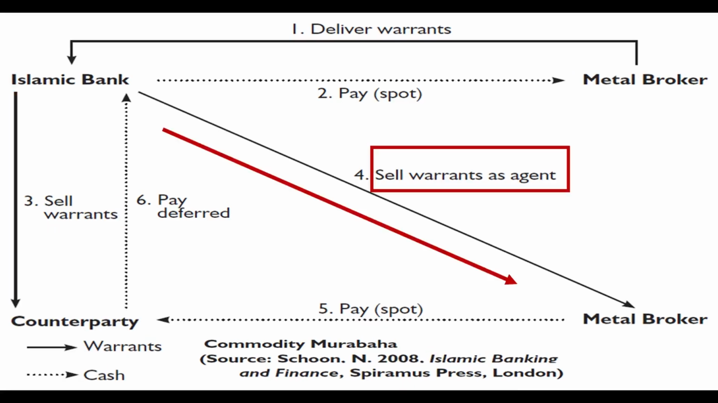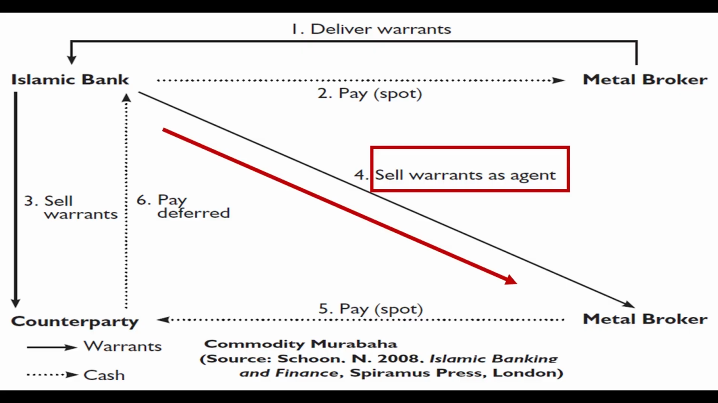The fourth step, the counterparty requests the Islamic bank to sell warrants on its behalf. The Islamic bank is requested to act as an agent on behalf of the counterparty to sell the warrants at spot and facilitates the sale. The Islamic bank then sells the warrants at the spot price of 1 million pounds to a metal broker.